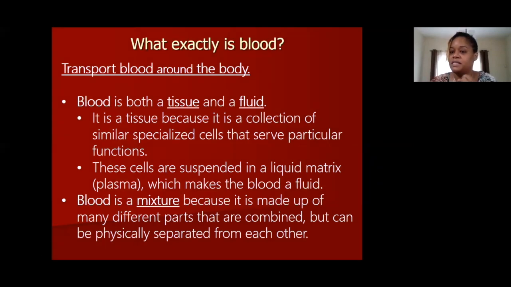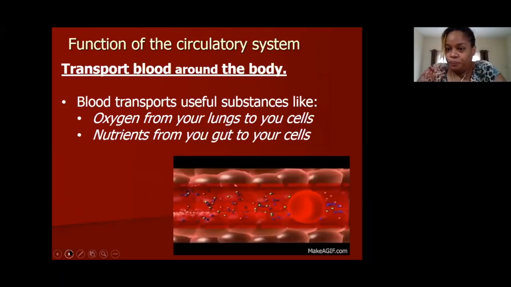So we know that blood is a tissue. It's connective tissue. It is a fluid, and in this case, the fluid is liquid, so it's able to flow. And blood is a mixture, so it can easily be separated into its components. So let's get into it.